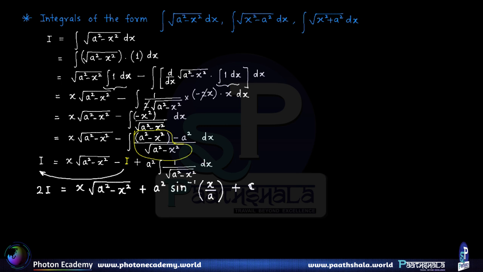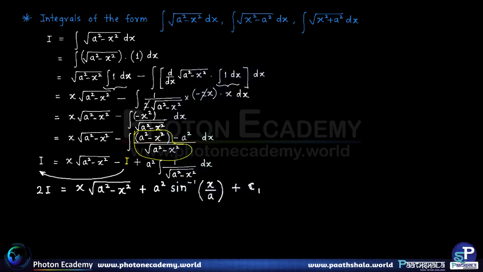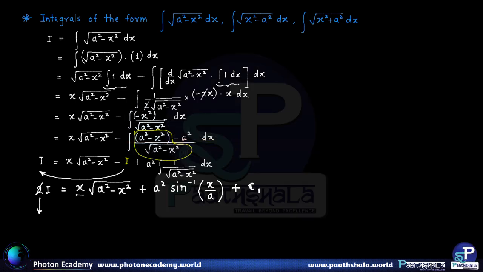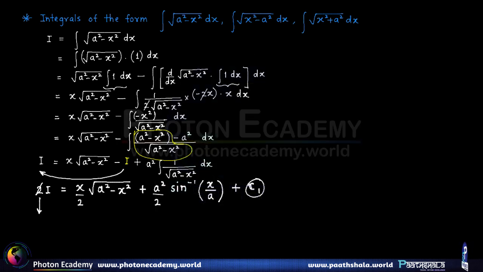So therefore finally we have to divide throughout by 2, and hence we will get the answer as x by 2 into root of a square minus x square plus a square by 2 sine inverse of x by a plus the constant. So that is the way in which we integrate these types of integrals using integration by parts.